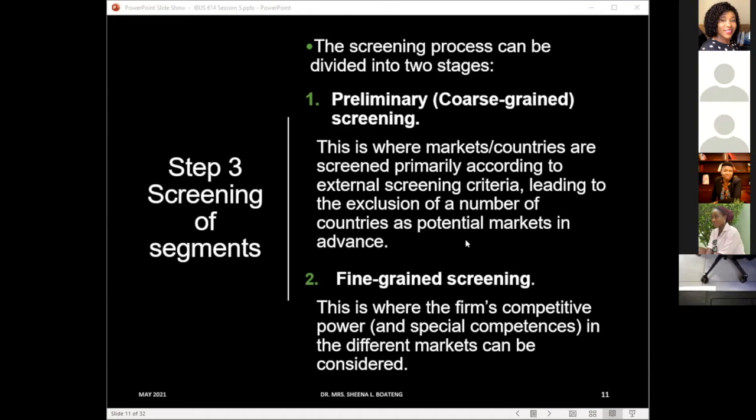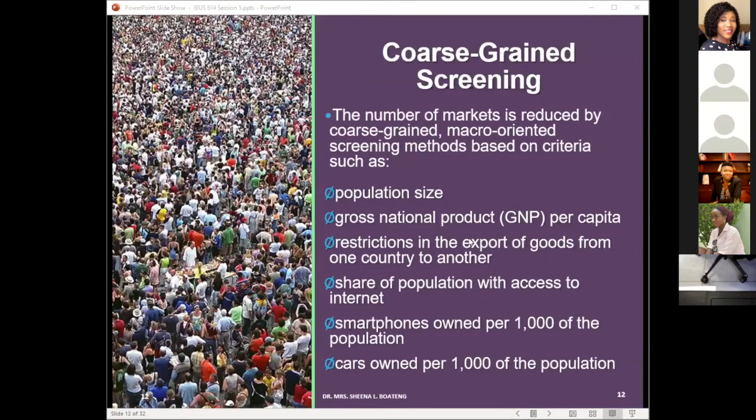So particularly when we talk about preliminary screening or coarse-grained screening, we generally use macro-oriented screening methods, like where we use population size, where we use GNP, which we have discussed in detail in one of our previous sessions, where we use restrictions in terms of the export of goods from one country to another. Currently, if you are a car exporter and you want to export cars to Tunisia, I would advise you not to even think about it. Likewise, countries like India, where tariffs are very high, right?